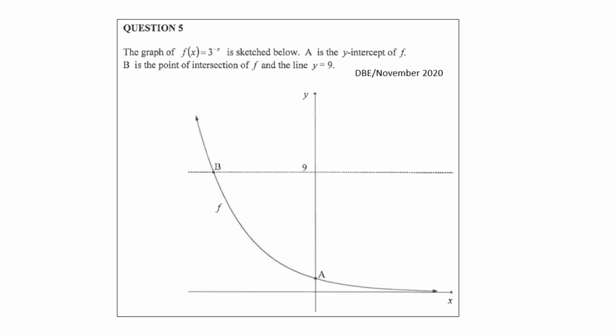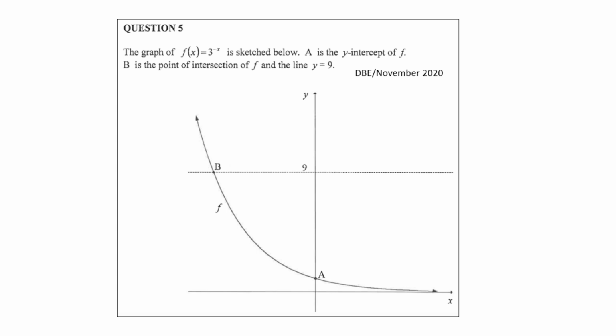We first look at question 5, and this is from the November 2020 question paper, and the average that students scored for this question was 45%. The question gives us the graph of f(x) equals 3 to the power of minus x. A is the y-intercept of f, and B is the point of intersection of f and the line y equals 9.